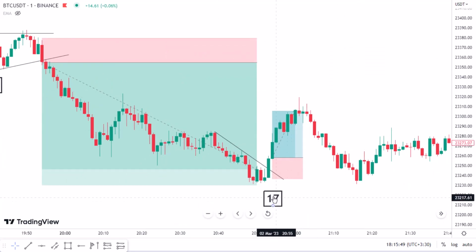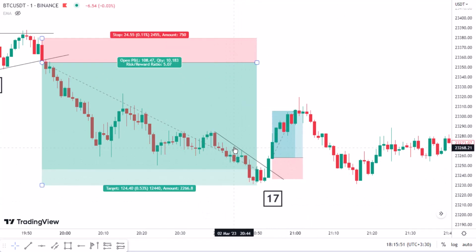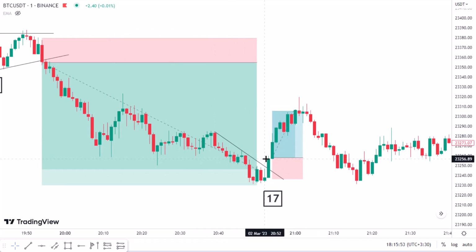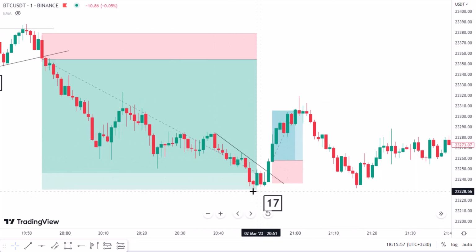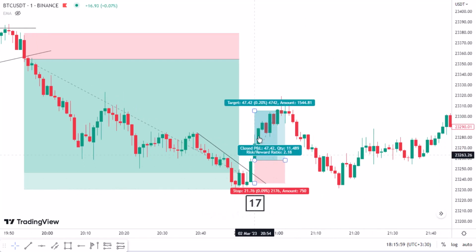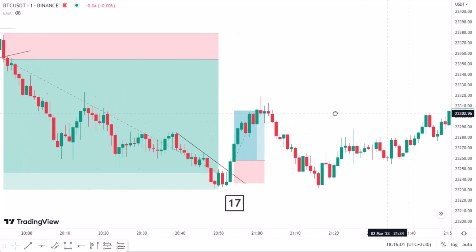On trade 17, we have a trend line here with 2 touches. On the third time it breaks it here, we enter the buy position, put our stop loss below the candle or even here, and it gives us a reward of 2.